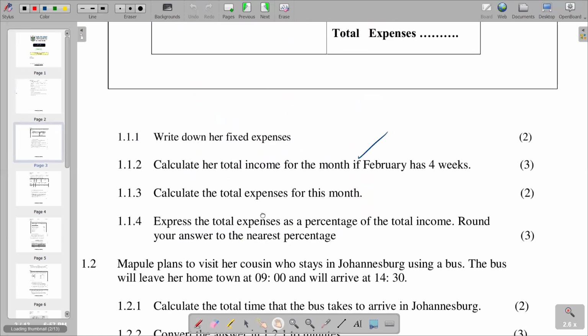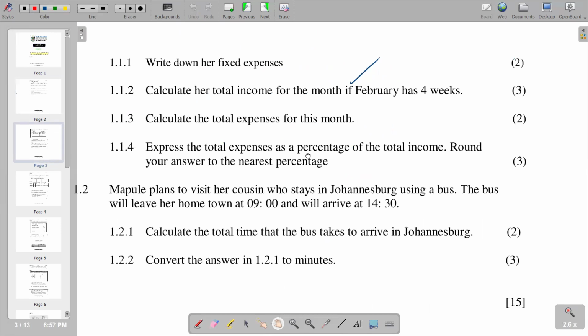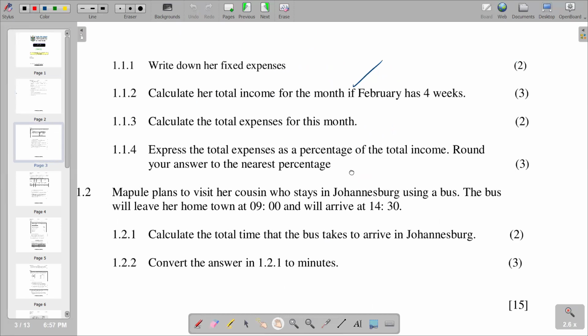We move on to the next one, which is now 1.2. So 1.2 is Mapule. Mapule plans to visit a cousin who stays in Johannesburg using a bus. The bus will leave the hometown at 0900 and will arrive at 14:30. Calculate the total time that the bus takes to arrive in Johannesburg. So to get the time, obviously, you have to express it in a 24-hour notation, which is the way it is expressed in this question. So we're going to say 14:30 minus 0900, and then we get your answer.